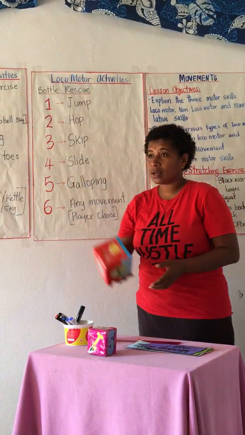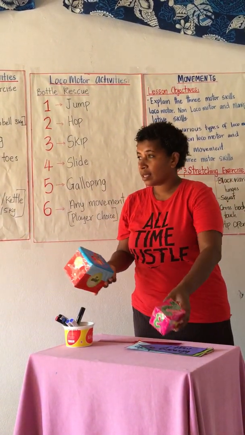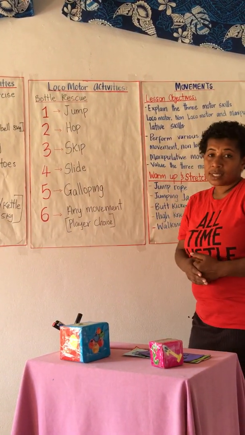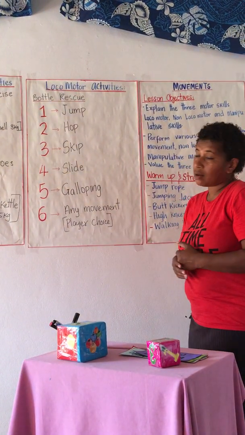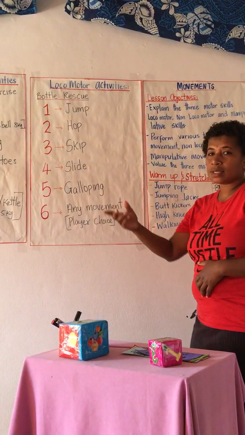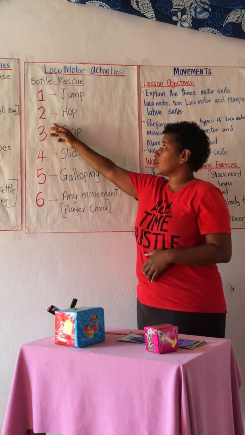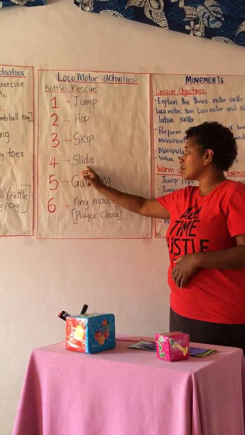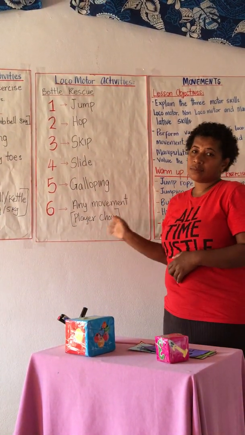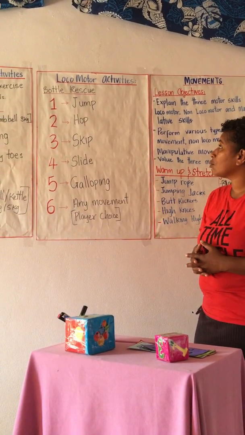For action number 1, they are going to toss the box for the 2 teams, and then they are going to use the numbers to perform these activities. Action number 1, they are going to jump from the starting line to where the bottles are, and then run back to rescue the bottles. They are going to follow steps number 2, 3, 4, slide, and for number 6, they are going to do any movement. It is a player's choice. So those are the activities for the locomotors.